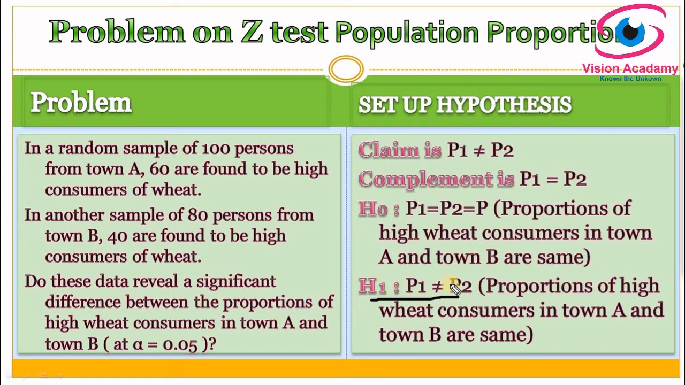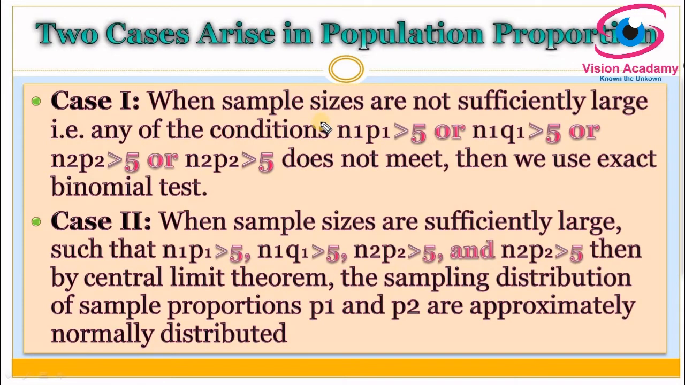So now we can go for testing the normality condition in proportion. Unless you test the normality condition, we cannot move further. So we will test the normality condition in this. As I told you in my earlier video, two cases arise in population proportion. But since we are dealing with two population proportions, it would be somewhat different. But the basic concept is the same for the normality test.